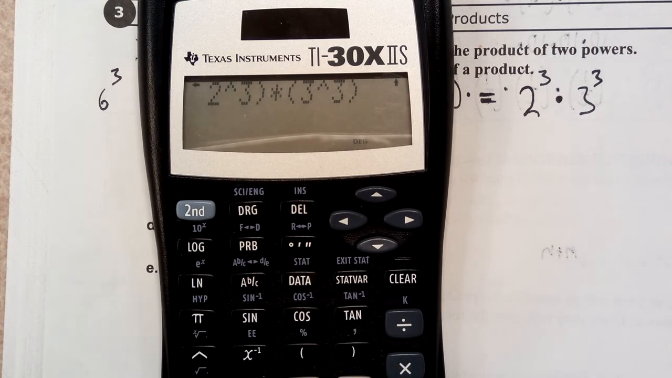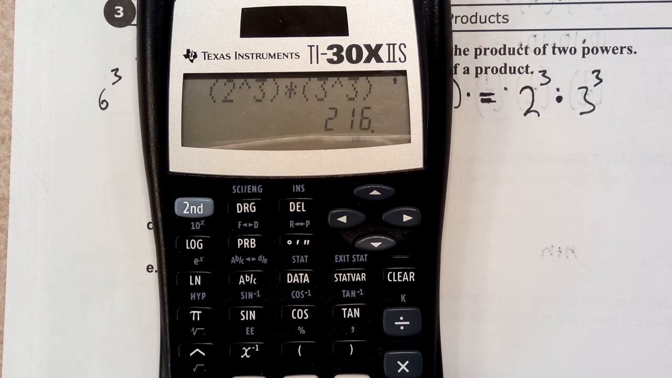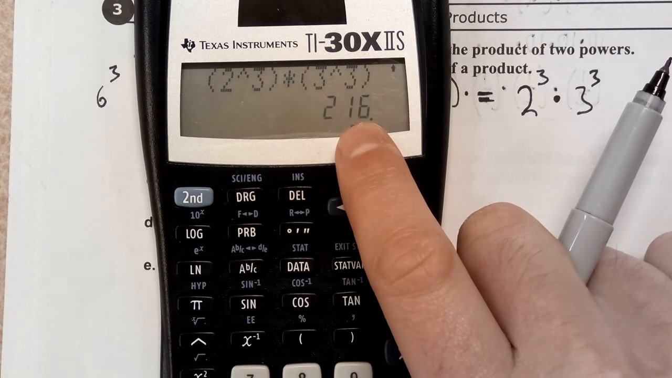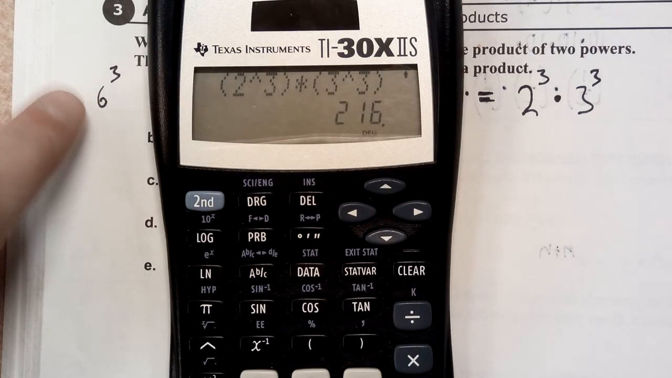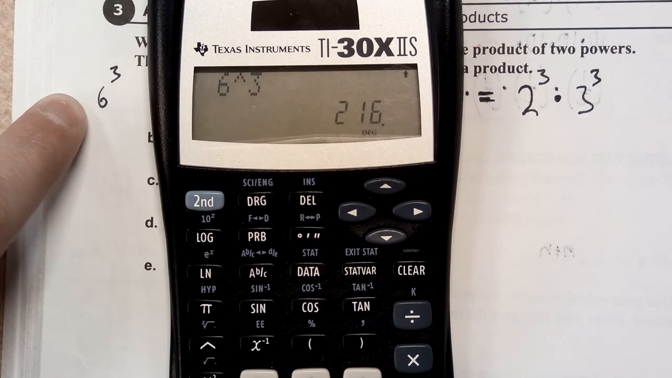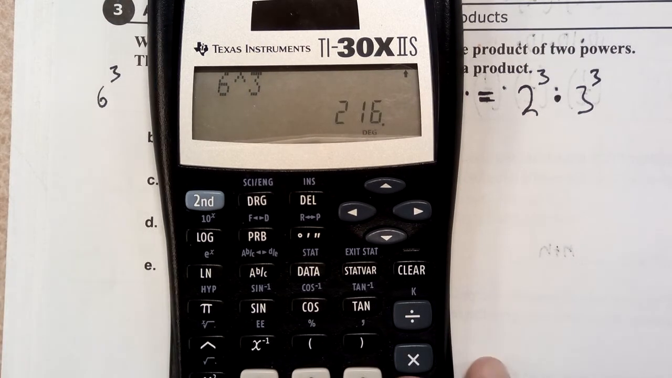I'm going to do that in my calculator, and we get 216. So if I was asked to evaluate this expression, it would be 216. Now let's also check 6 to the third power. 6 to the third power is 216. So yes, they are the same. Great question.